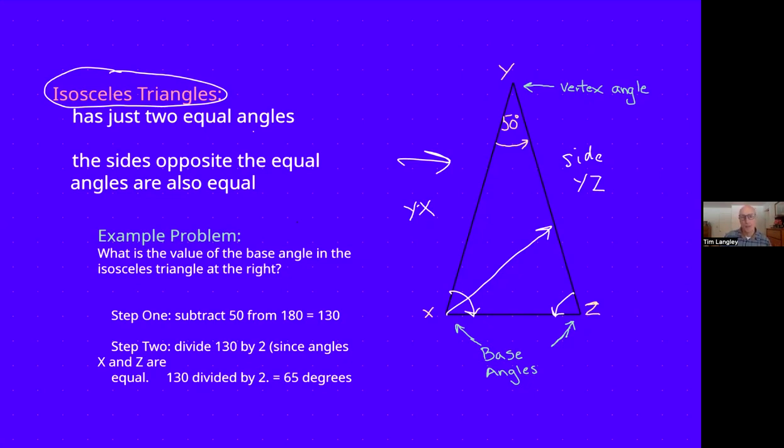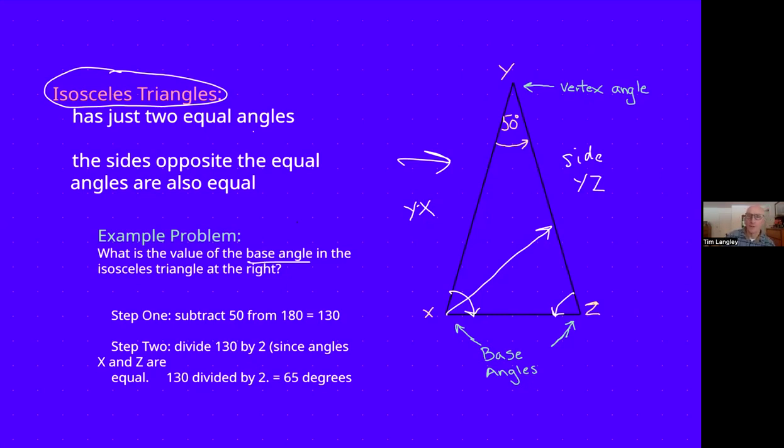Here's an example problem in the bottom left of your screen. What's the value of the base angle in the isosceles triangle at the right? They've introduced this term, base angle. So I'm going to come over to my diagram and show you what that means. In a triangle like this, the top angle, angle Y, is called the vertex angle. It's the top one. And the 2 equal angles at the bottom, angle X and Z, are the base angles, okay?